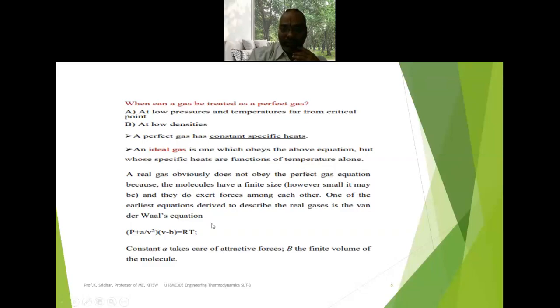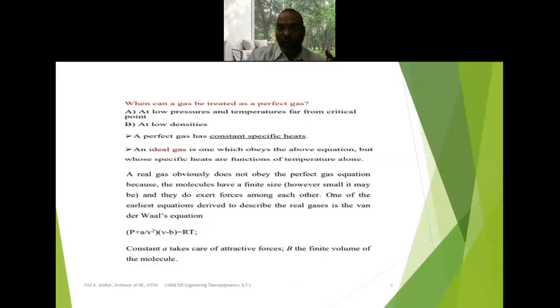The van der Waals equation of state is given by (P plus a by V squared) into (V minus b) is equivalent to RT. Now just compare this van der Waals equation with the ideal gas equation. The ideal gas equation says PV is equivalent to RT. But the van der Waals equation says that an a by V squared term is added to the pressure and b is subtracted from the volume. So these are the only two changes you can observe compared to the perfect gas equation of state.